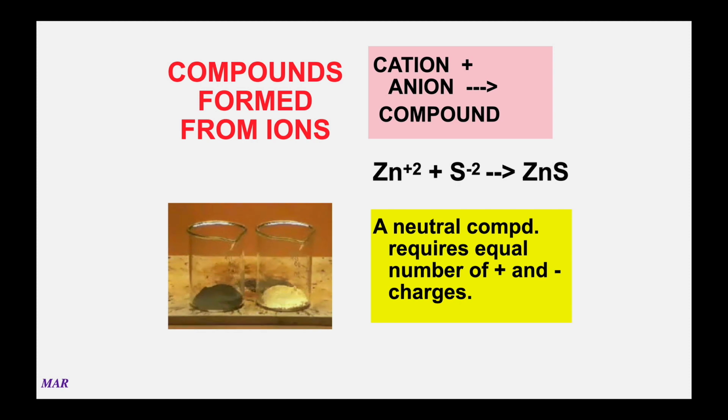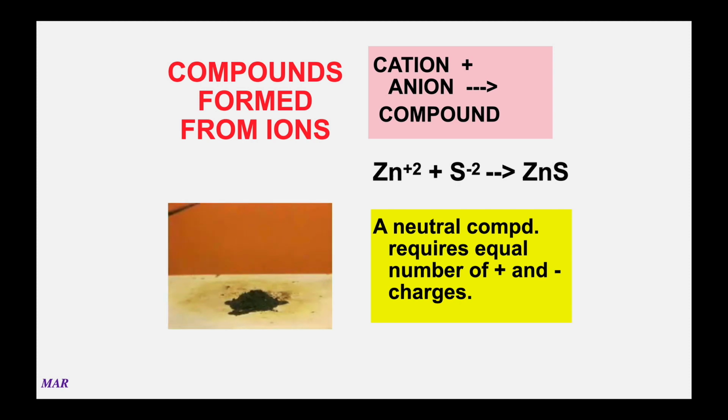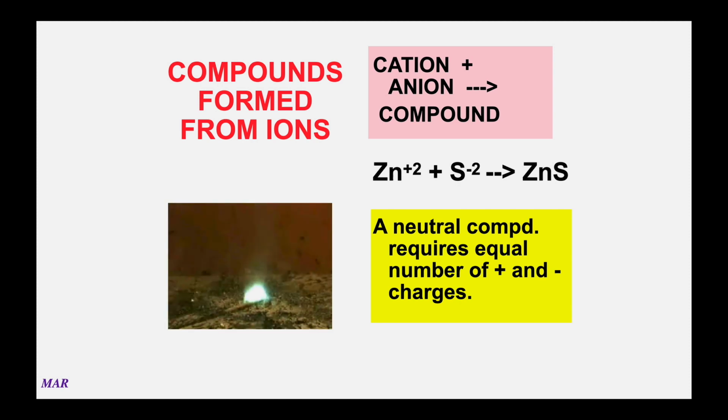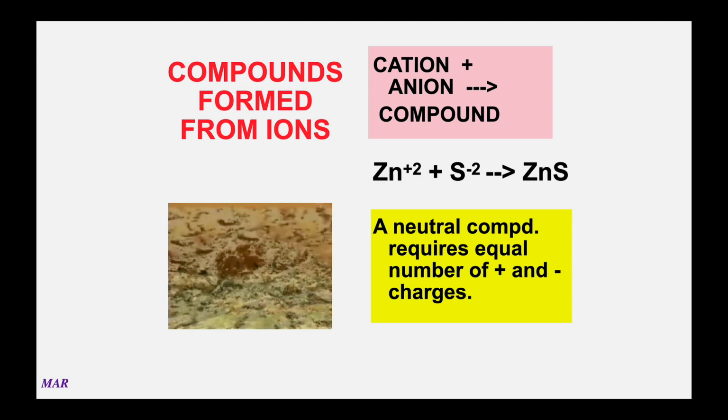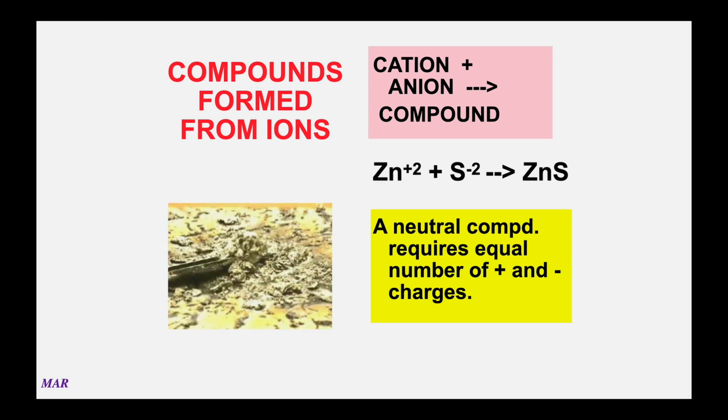When metallic zinc is mixed with powdered sulfur and ignited, a powerful reaction takes place that produces zinc sulfide, a compound containing only sulfur and zinc. This is an example of how you make a compound from the ions. Zinc sulfide, which is ZnS, comes from zinc +2. Zinc is one of the stairs, if you remember back there. And sulfide, which is sulfur with a -2 charge.